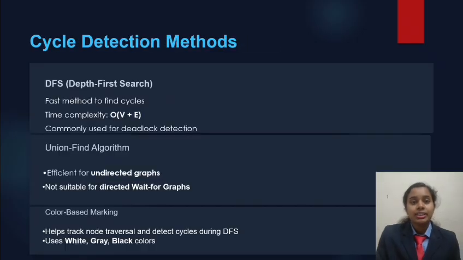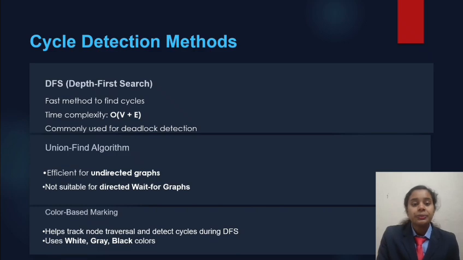Cycle detection methods. There are different cycle detection methods. The first one is DFS, that is depth first search. It is one of the fastest methods to find a cycle. Next is the time complexity. The time complexity depends on the number of edges and vertices in a graph. It is commonly used to detect deadlock.